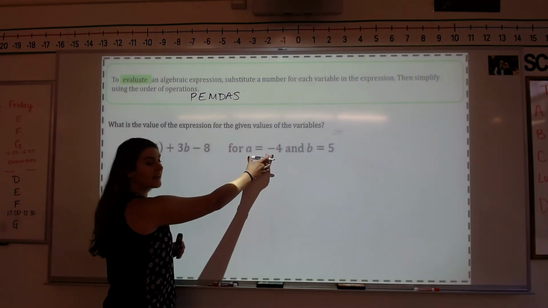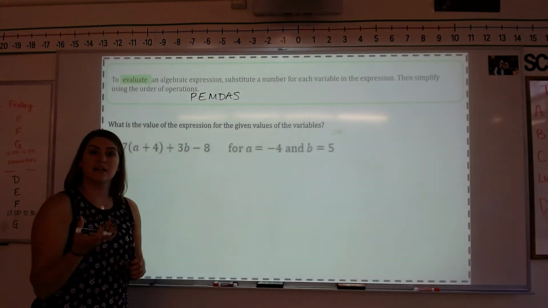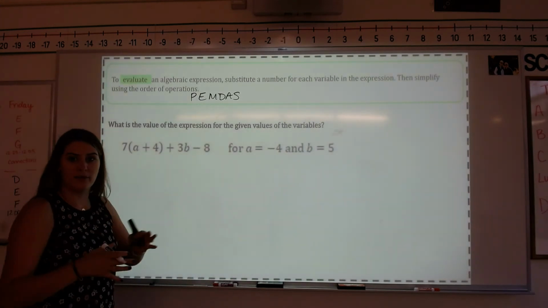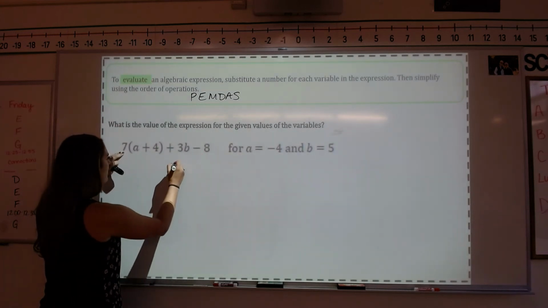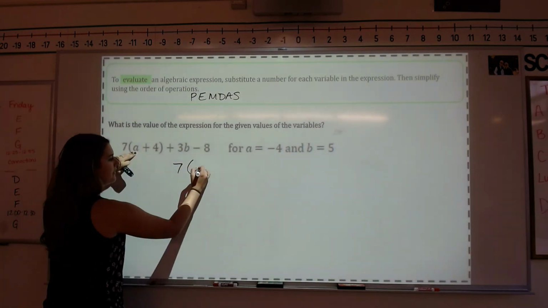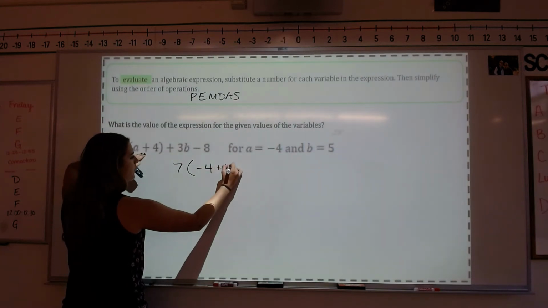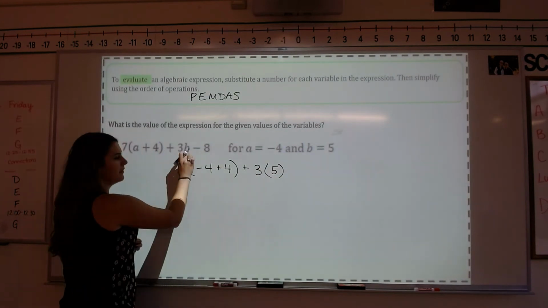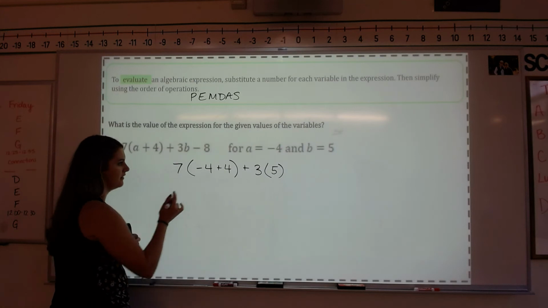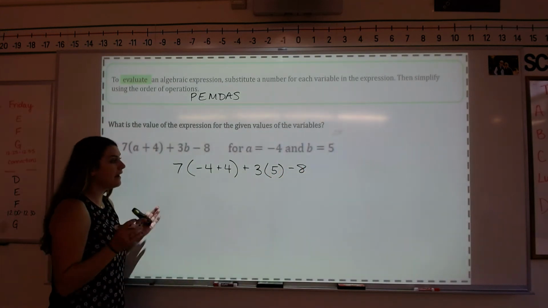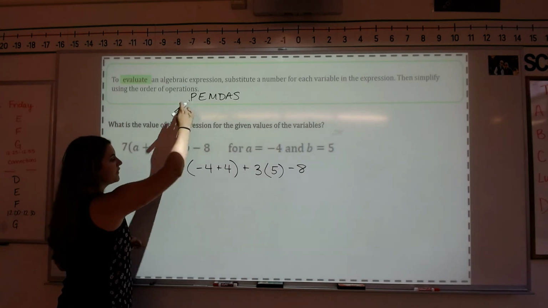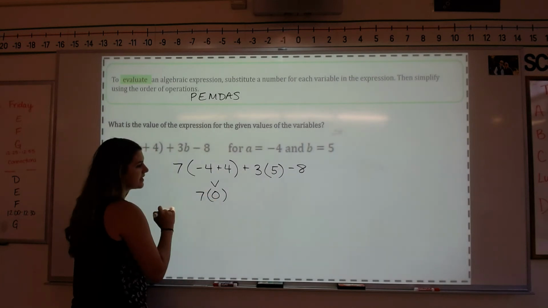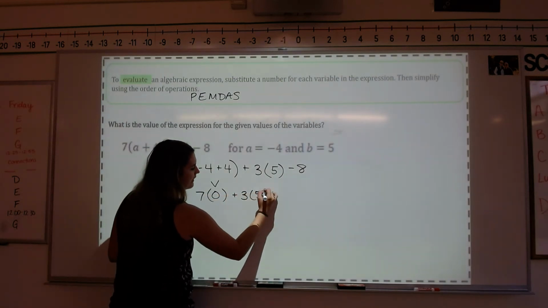They've told us that A is -4 and B is 5. So I'm going to take those values and plug them in anytime I have a variable while keeping all of the parentheses and all the other information. So 7 and then parentheses, we have -4 for A plus 4 plus 3 times 5. Anytime your number is stuck right next to your variable, you're multiplying, and then -8. Now I'm going to follow order of operations. So parentheses first, -4 plus 4 gives me 0. So 7 times 0 plus 3 times 5 -8.